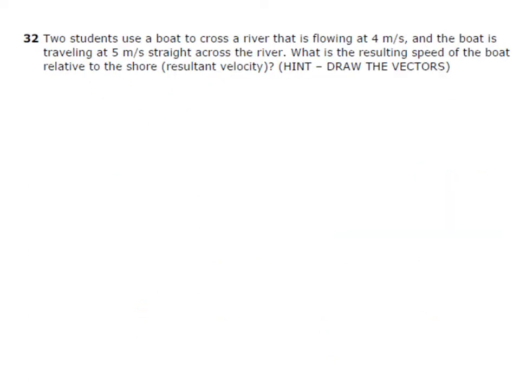32. Two students use a boat to cross a river that is flowing at 4 meters per second, and the boat is traveling 5 meters per second straight across the river. What is the resulting speed of the boat relative to the shore?